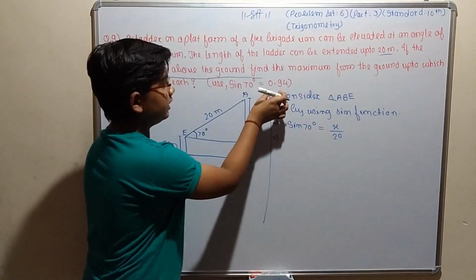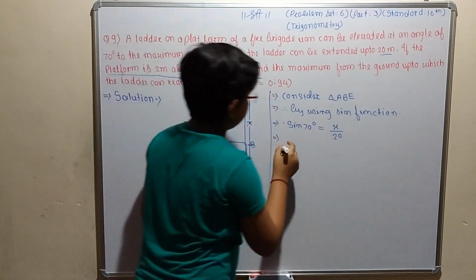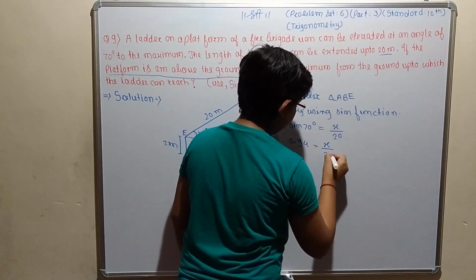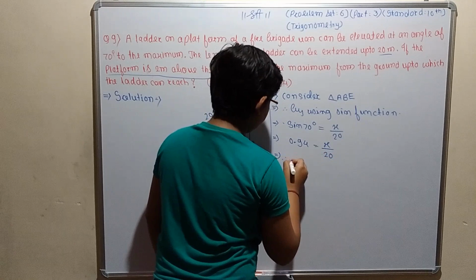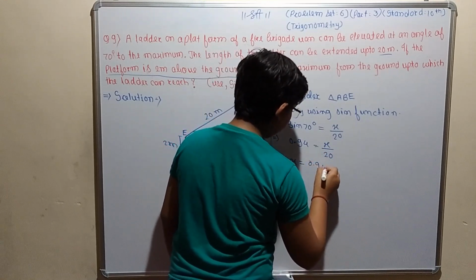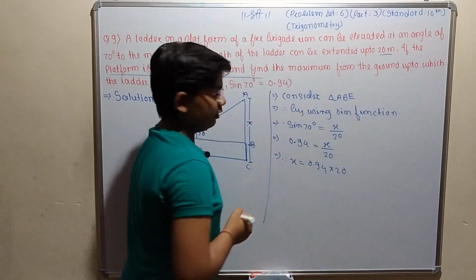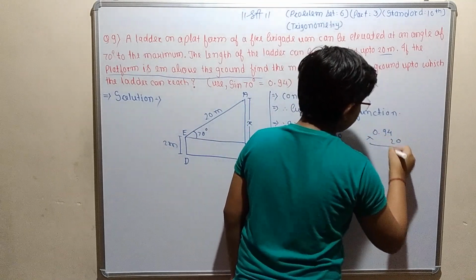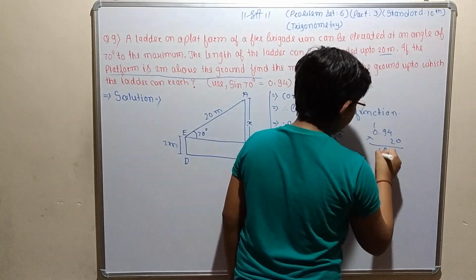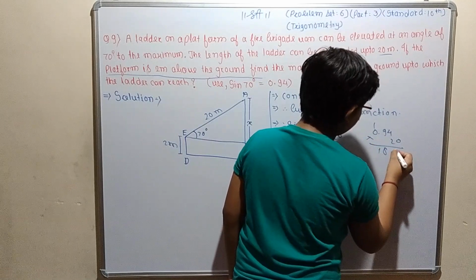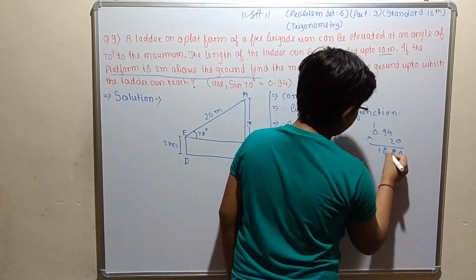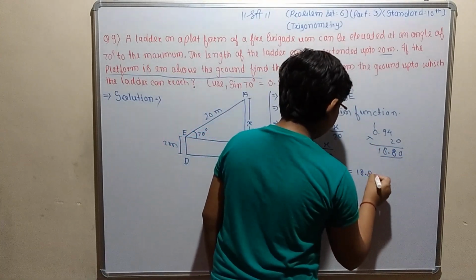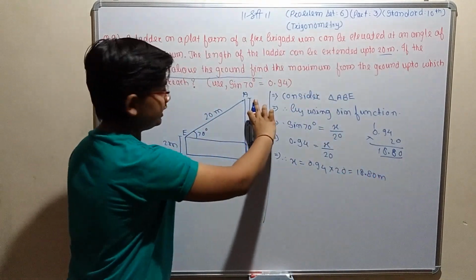Now what is sine 70 degree? Sine 70 degree is 0.94, given in the question. 0.94 equals x by 20. So x is equal to 0.94 times 20. Now we will multiply it. 0.94 times 20, 4 times 2 is 8, 9 times 2 is 18, 1. We get 18.80 as the answer, so it will be equal to 18.80 meter. This much length is 18.80 meter.